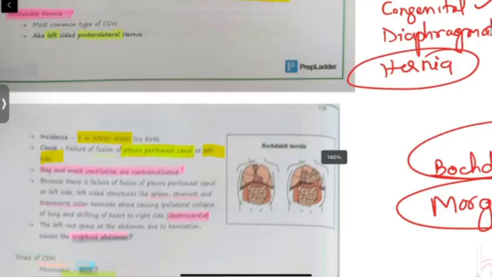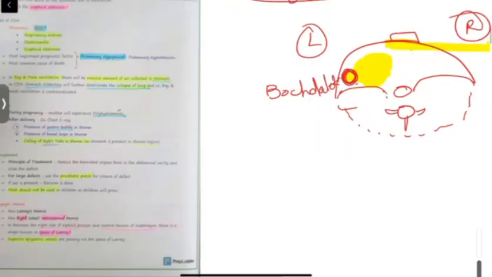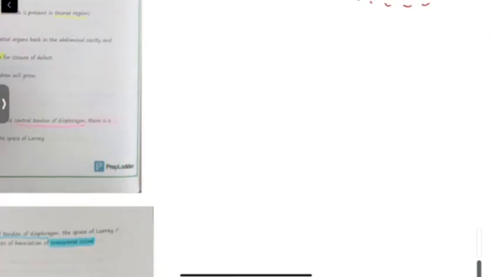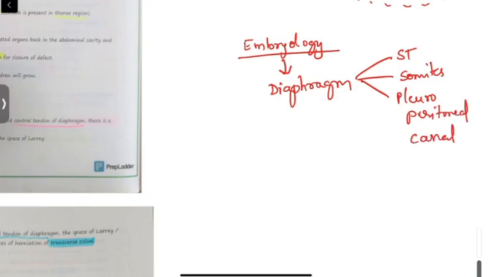So what is the cause basically? I told you there is a defect in the left-sided posterolateral wall. Since it is a congenital hernia, there is an embryological origin. During embryology, we need to know how the diaphragm is formed. So the diaphragm is arising from 3 different structures. One is the septum transversum, another is the somites, and the other one is the pleuroperitoneal canal. Basically, pleuro means lungs, peritoneum means abdominal cavity.